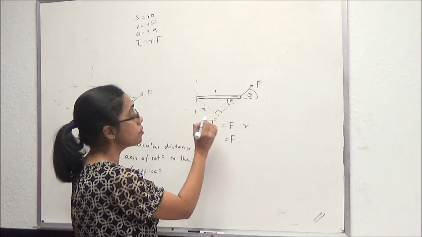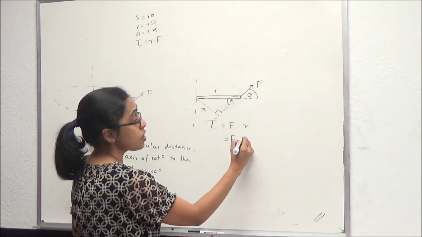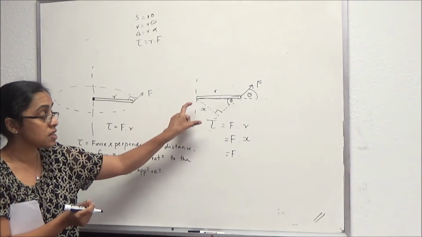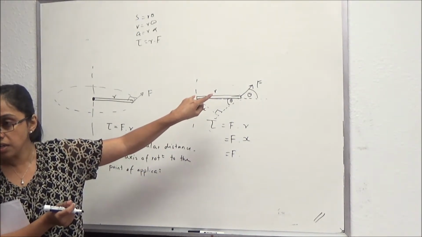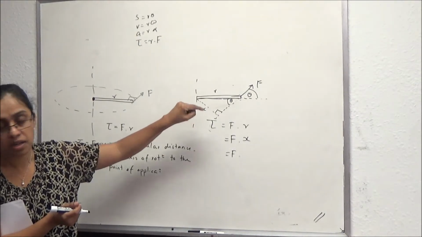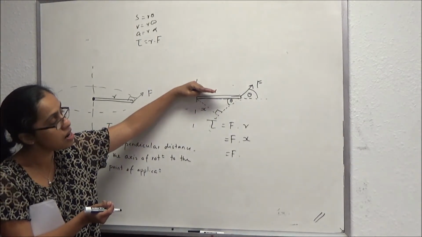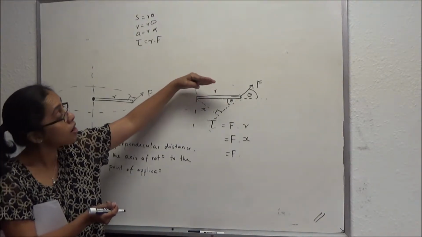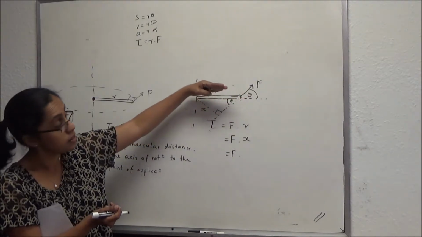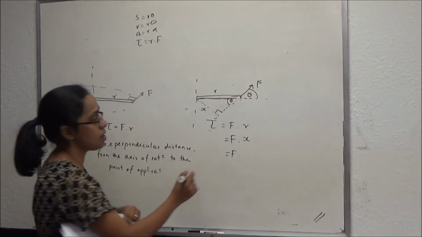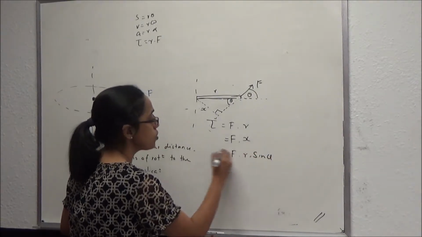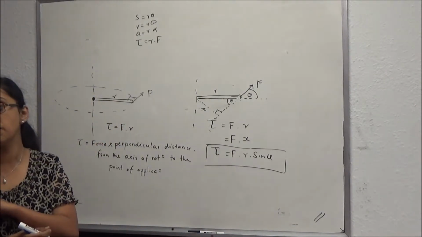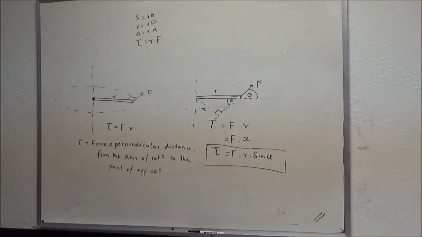Then how can you represent X using R? R cos theta is this side. Then the opposite is R sine theta. So X is R sine theta. Therefore, the common equation for torque is tau equals F R sine theta. Okay, that's given in the text.